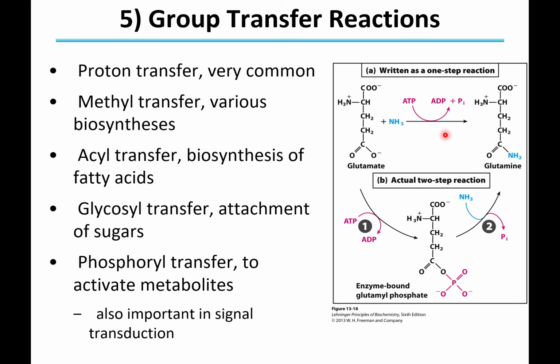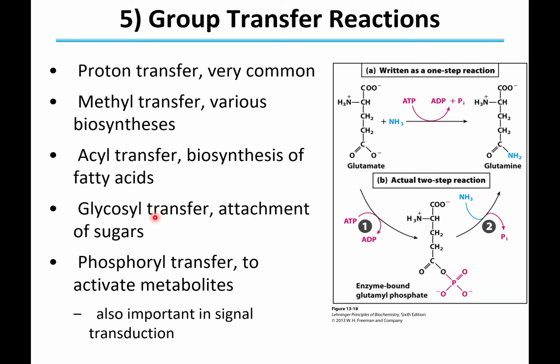Okay. Fifth type are group transfer reactions. There's many different things that can be transferred. Protons are pretty common. Methyl group transfers, acyl group transfers. That occurs in biosynthesis of fatty acids, which we don't really cover, but we do cover those two carbon groups in the form of an acyl group in metabolism. We will be covering that.